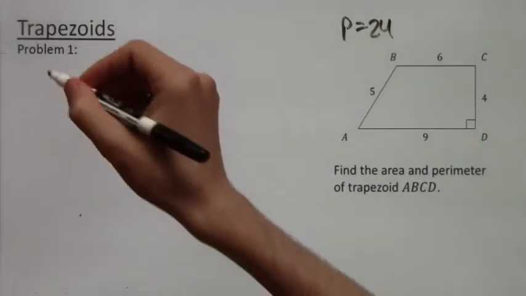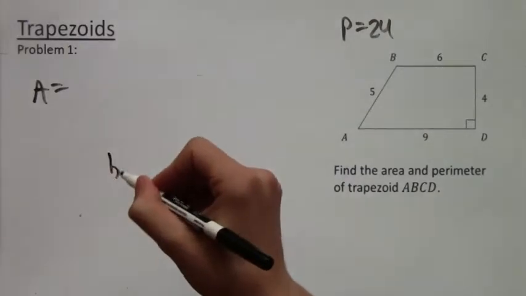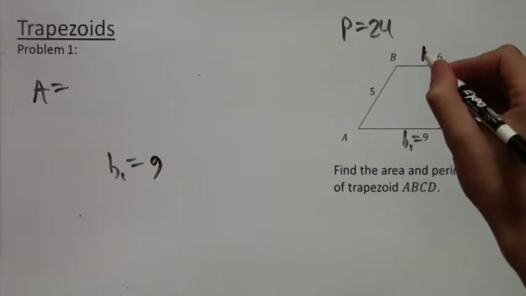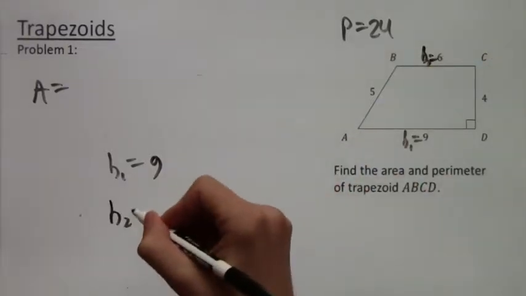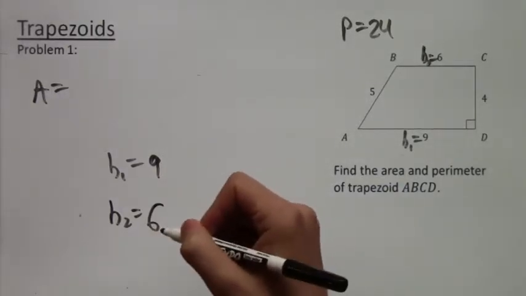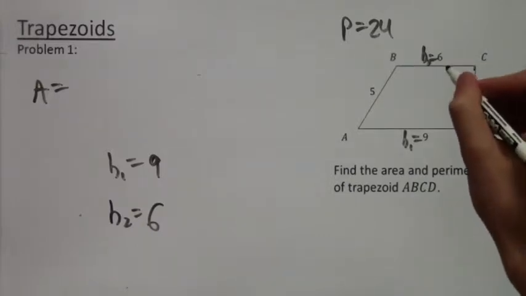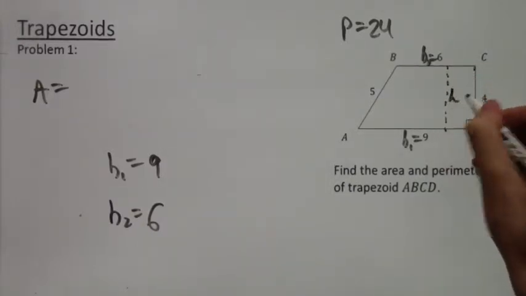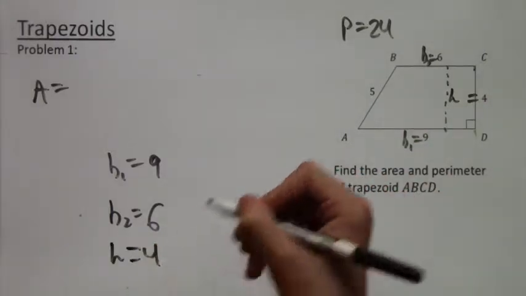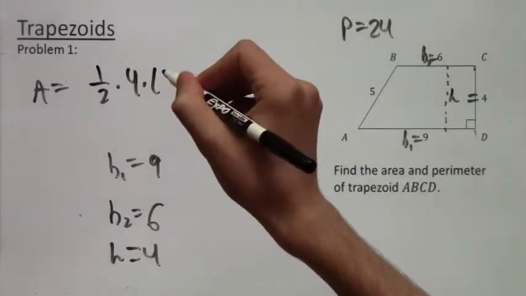All right, so now the question is with the area. So the first thing is we know what the two bases are. The first base is 9, and the second base is 6, because those are the two parallel sides. Now the question is, what is the height, or the line that runs perpendicular to both? And in fact, the height is actually just equal to 4, because any line running perpendicular to both the parallel bases will have the same length as segment CD, which is perpendicular to both bases.